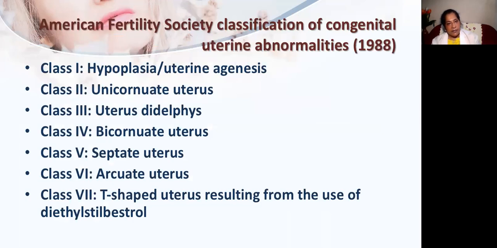The American Fertility Society classification for congenital anomalies is the one which is universally accepted. Class 1 includes hypoplasia or uterine agenesis. Class 2 is unicornuate uterus. Class 3 is uterus didelphys. 4 is bicornuate uterus. 5 is septate uterus. 6 is arcuate uterus. 7 is T-shaped uterus resulting from diethylstilbestrol use.